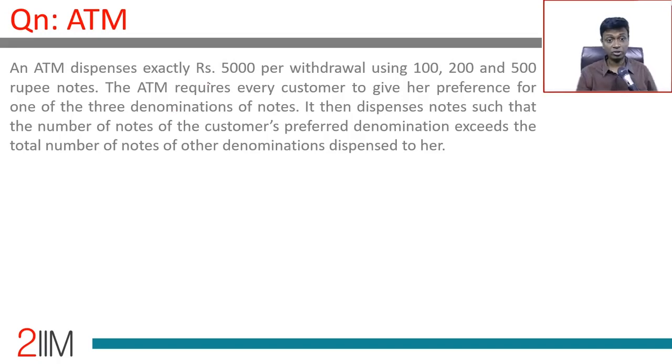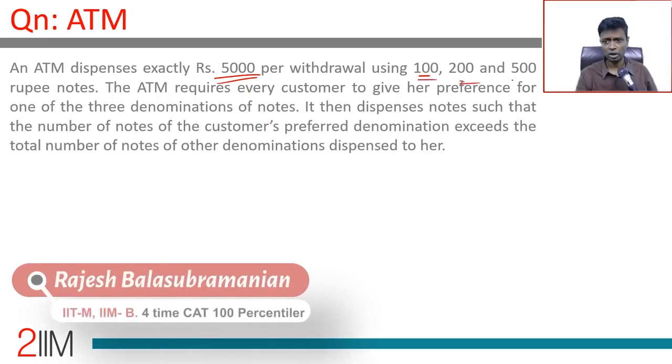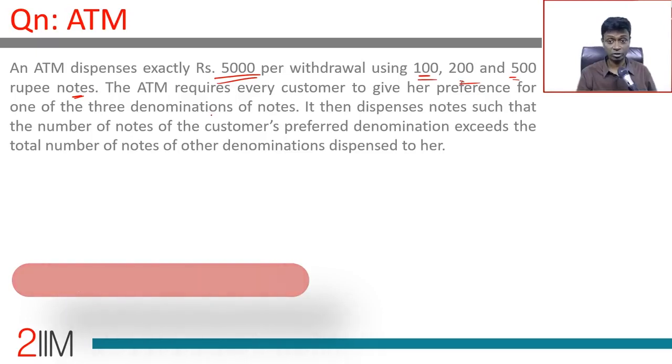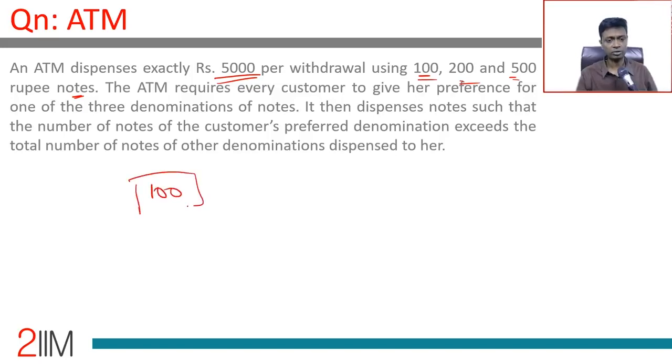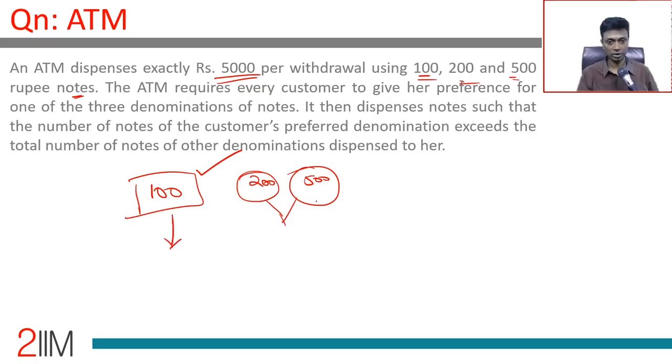An ATM dispenses exactly rupees 5,000 per withdrawal using 100 rupee, 200 and 500 rupee notes. The ATM requires every customer to give her preference for one of the 3 denominations of notes. So a customer walks in and says 100 rupees is my preference. It then dispenses notes such that the number of notes of the customer's preferred denomination exceeds the total number of notes of the other denominations. So if I've given 100 as my preference, then the sum of these 2 notes will be less than the number of notes of this type. Wonderful. So very clear what we're trying to do.